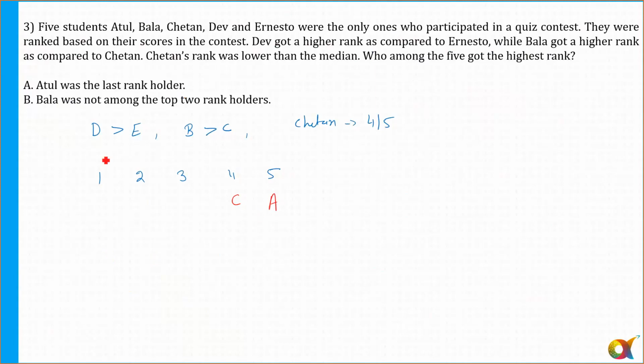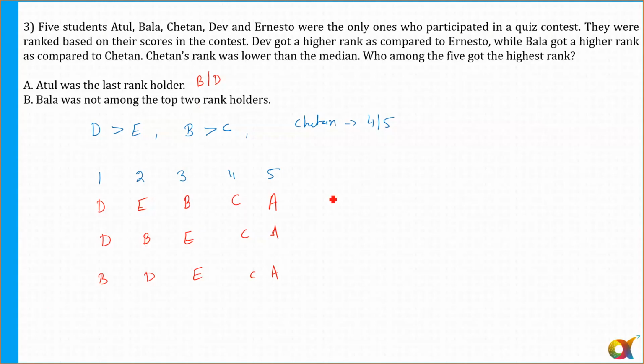We know that B always comes before C. So B can come at the 3rd position, or at the 2nd position, or at the 1st position, in all these 3 cases. And D should be before E. So in the first case D and B, in the second case D and E, and in the third case D and E. So from the first statement individually, there are 2 possibilities. Who can get the highest rank? It can be either Bala or Dev. So we are not getting unique information. So the first statement is not at all individually sufficient. The answer can be either B or D.